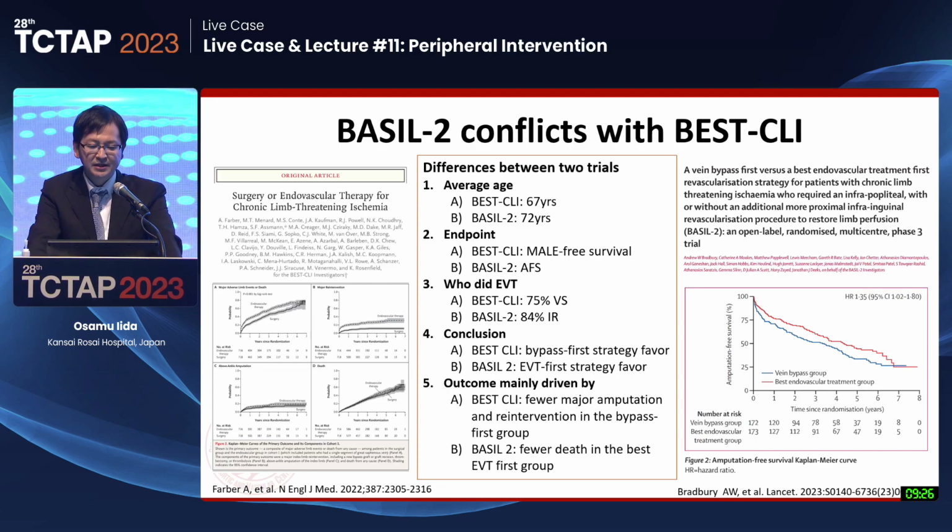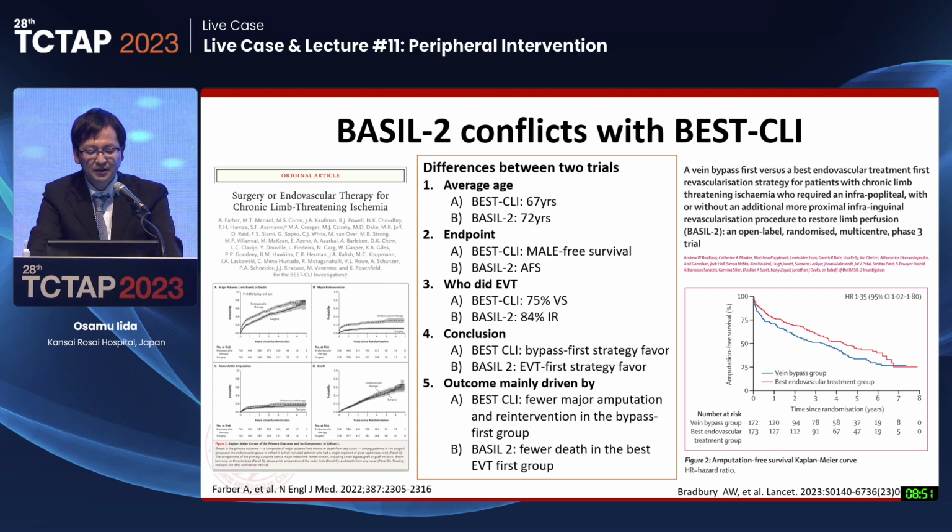Number 1 is the average age. Average age in BASIL-2 was 5 years older than in the BEST-CLI trial. Number 2 is the endpoint. The primary endpoint of the BEST-CLI trial was a composite of MALE or death, major adverse limb event-free survival. The definition of MALE was above-ankle amputation or major reintervention, not including repeat endovascular therapy. The primary endpoint of BASIL-2 was amputation-free survival, which was similar to that of the BASIL-1 trial. Number 3 is who did EVT.